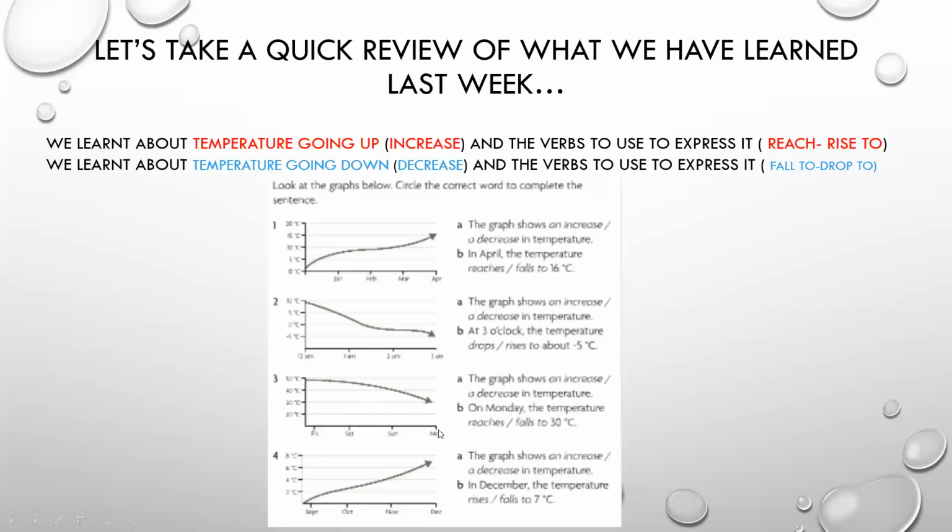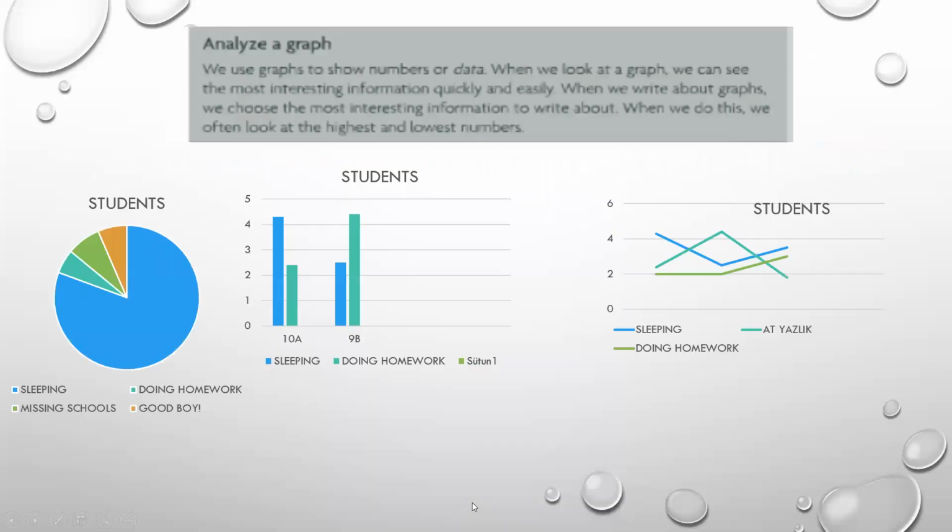How about Monday? Is the temperature falling or reaching? The fourth graph is like the first, it's temperature going up. So is it an increase or decrease? And how about December? Is the temperature rising or falling?